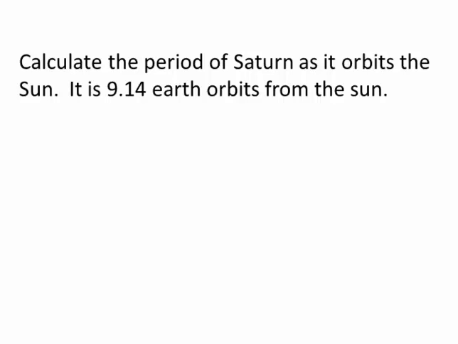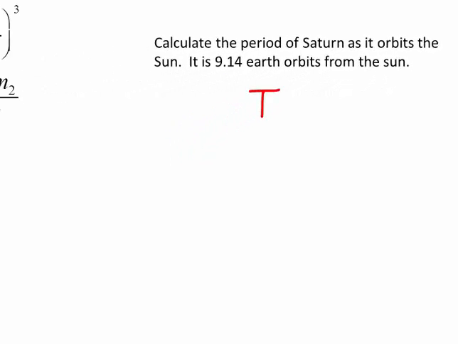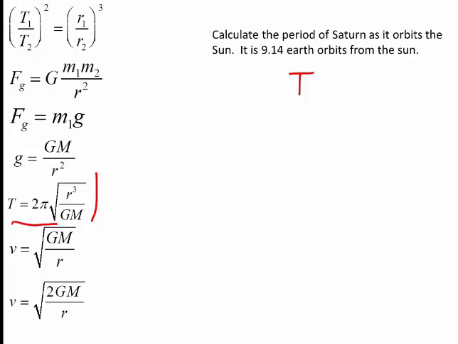Calculate the period of Saturn as it orbits the Sun. It is 9.14 Earth orbits from the Sun. So I'm hunting for period. I have two equations for period, this one and this one. It does not give me any masses. I need the mass of the Sun. It does not give me any distances, except it kind of does. It gives me the distance of Earth orbits from the Sun.